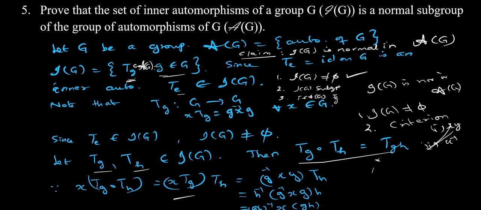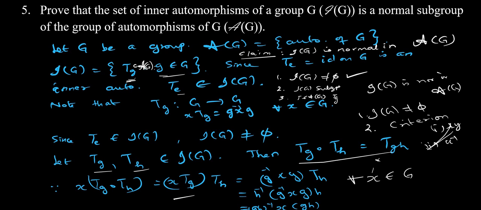So to prove that these two mappings are equal, we show that their images are equal. So we consider the image of x under Tg composition Th. Where x is any arbitrary member of capital G. X is any arbitrary element. So this is true for every x. Whatever discussion that we have here, it is true for every x in G.